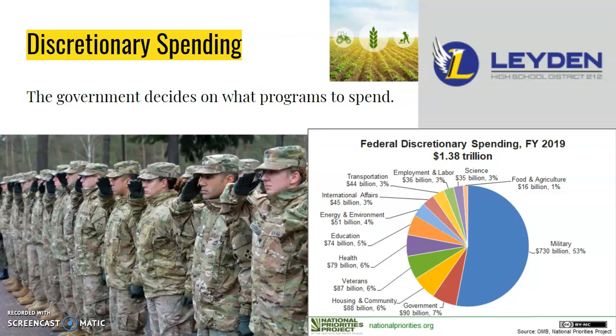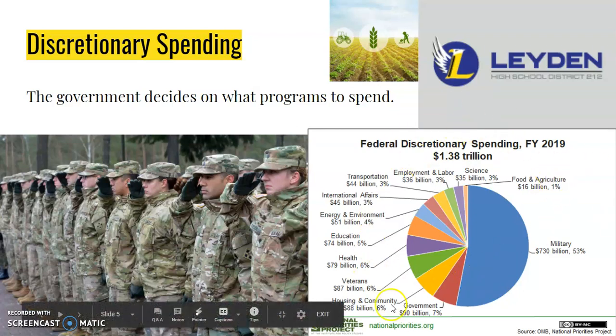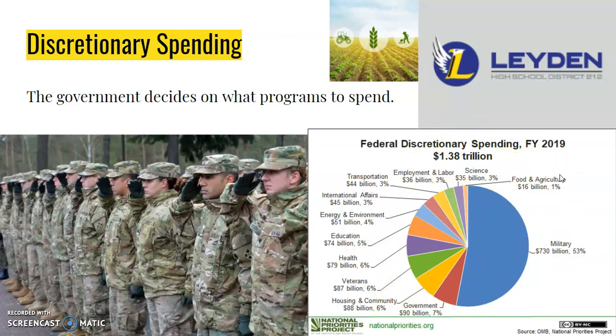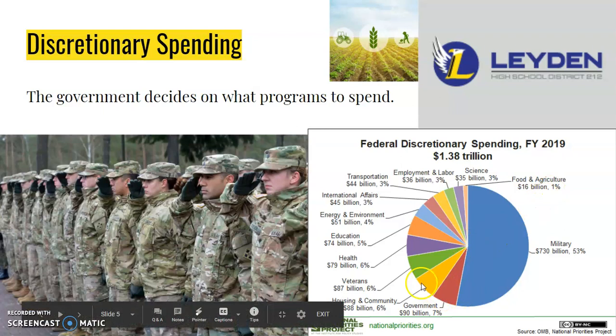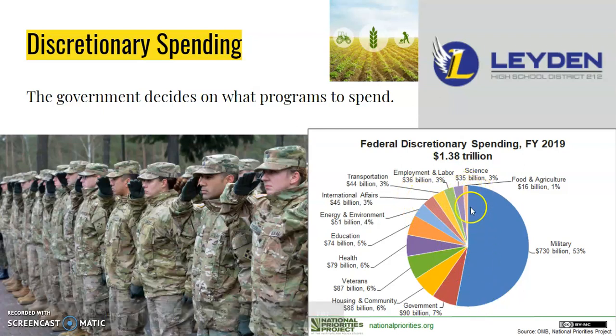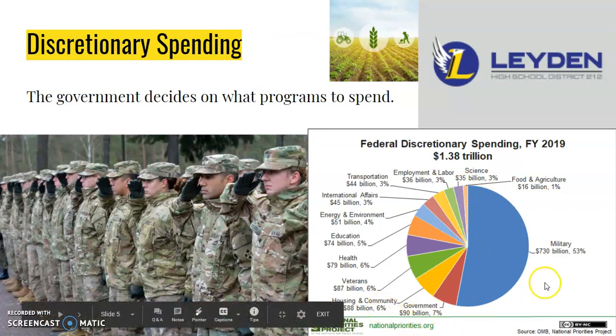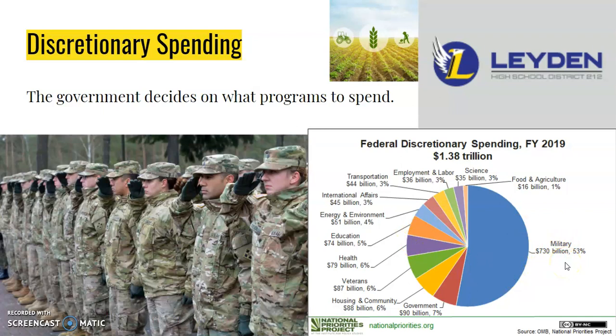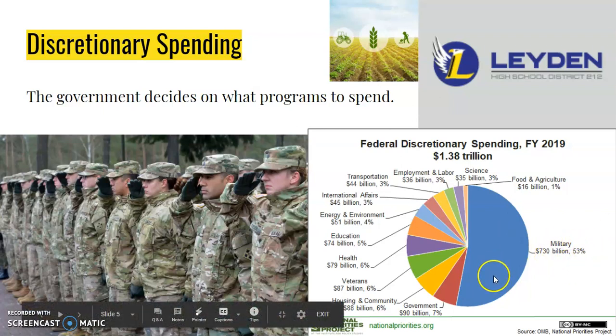So when we're looking at discretionary spending, take a look at the bottom right at this chart. This is federal discretionary spending for 2019. This is also for last year. So you can kind of see the breakdown of where the discretionary budget is going. One really interesting thing is that the majority of the money in discretionary spending goes towards the military. About $730 billion in 2019 went towards funding the military, which is a government program. 53% of the budget went there, right?